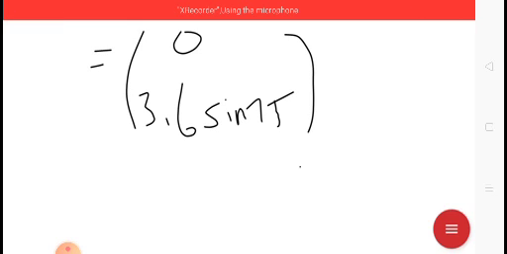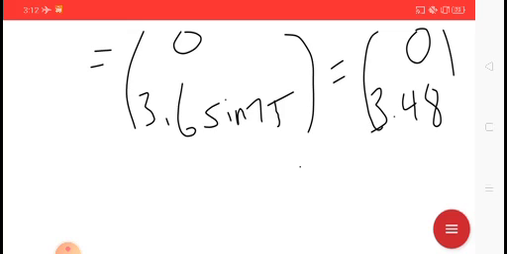Right. So if you can calculate this one, it is something like 0 and 3.48. So you only have one component, right? The impulse, the vertical component, perpendicular to the plane and upwards, right? Face up. Okay, so 3.48 Newton second.